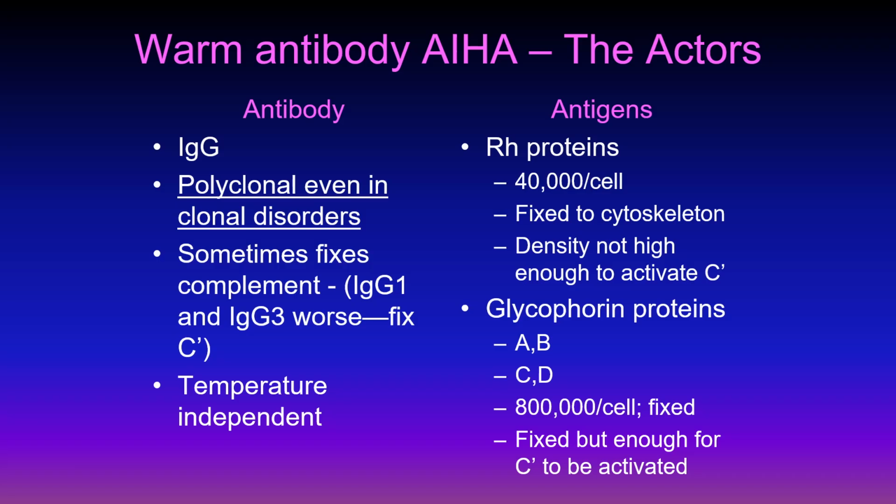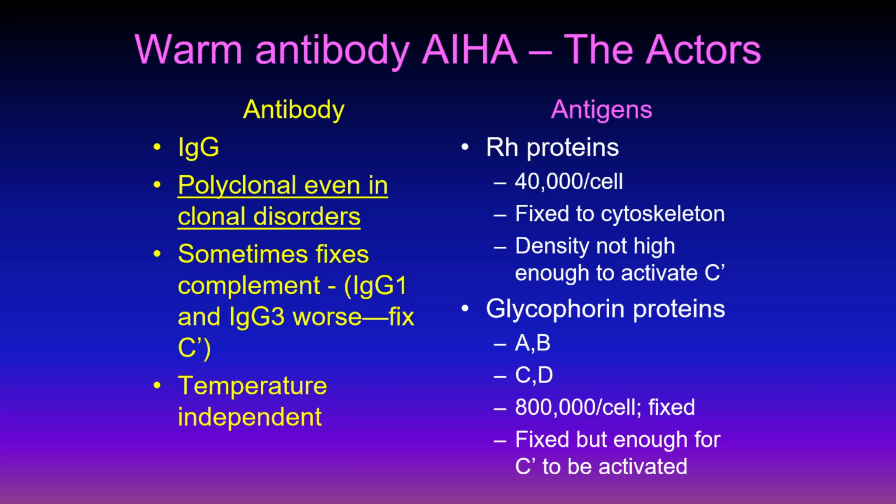Now let's talk about warm antibody hemolysis. There's an antibody and there's an antigen. These are the actors in the play. The antibodies, as shown here, are IgG. Polyclonal means they are of many different types. They sometimes fix a thing called complement.